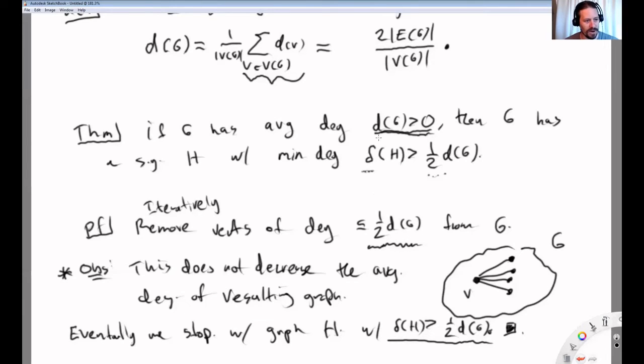Really, the average degree and this theorem are quite handy, but what's really important is the notion of a subgraph. That's super important. That's something we talk about all the time: when is something a subgraph? How do we find subgraphs? And so on.